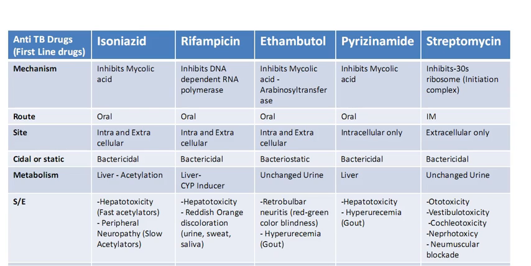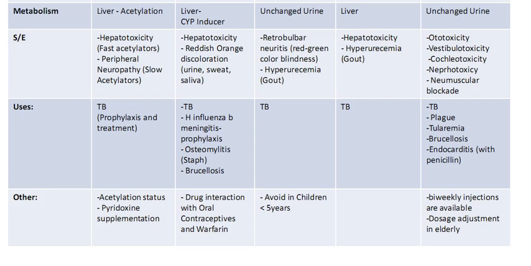And another important side effect you can see with ethambutol is hyperuricemia. It tends to increase uric acid level. So because of the retained uric acid, it can precipitate gout. Ethambutol is mainly used in tuberculosis.